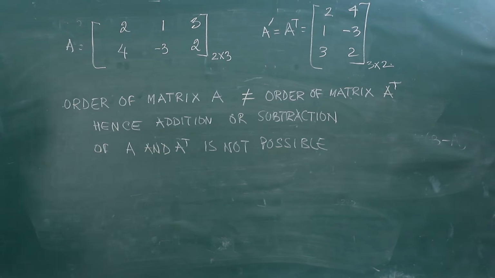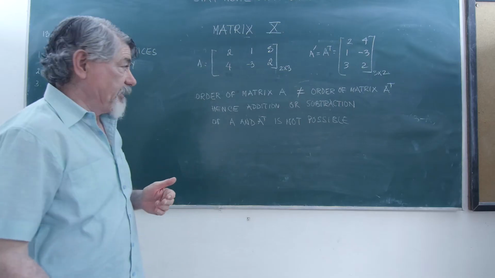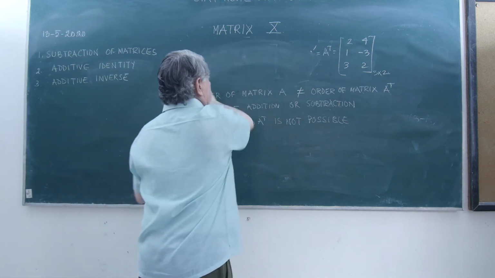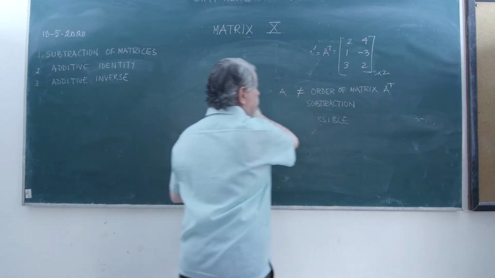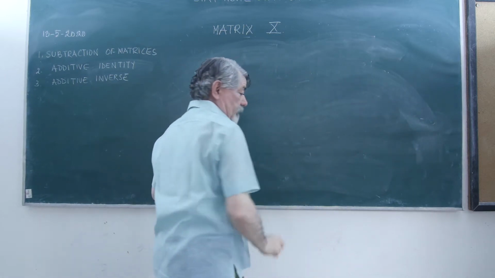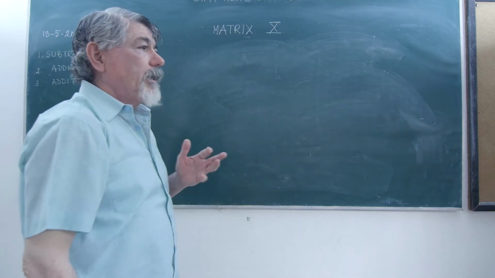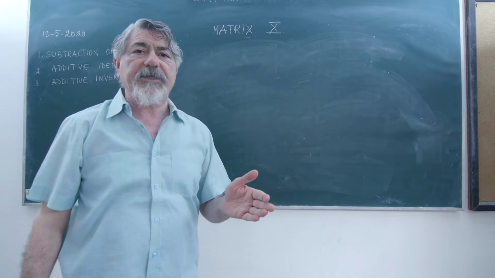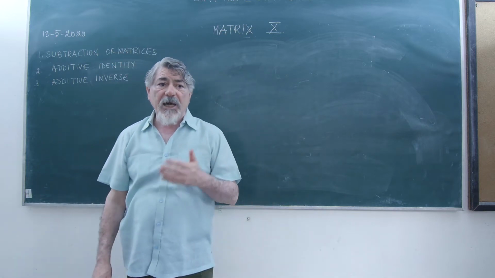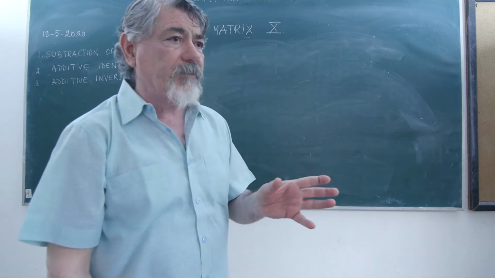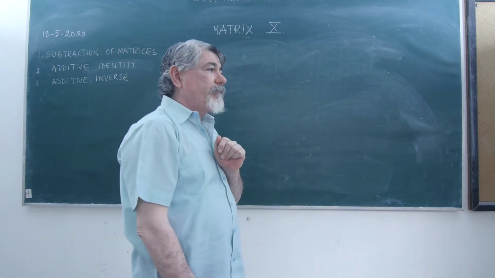The next thing which I have to discuss in this topic is additive identity. What is additive identity? Additive identity in matrix will be that if we add something to the matrix and the matrix remains unchanged, then that quantity which is added to the matrix is called additive identity.